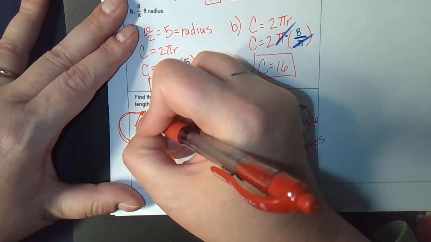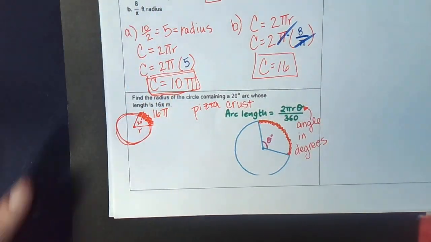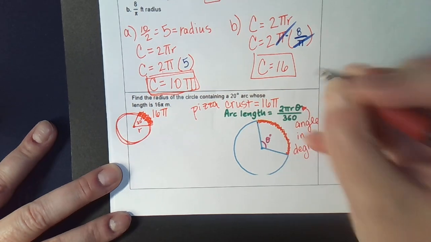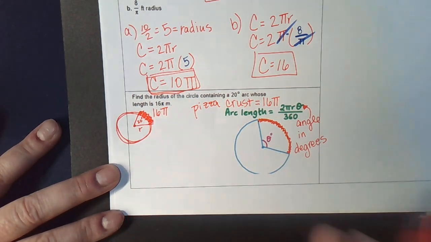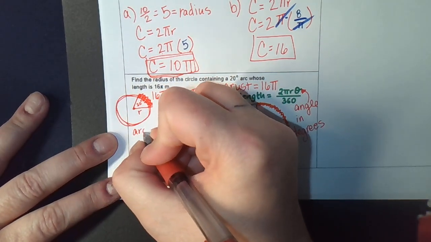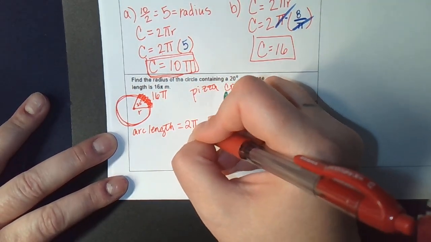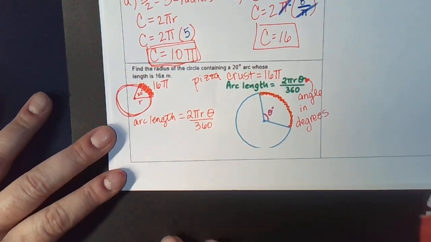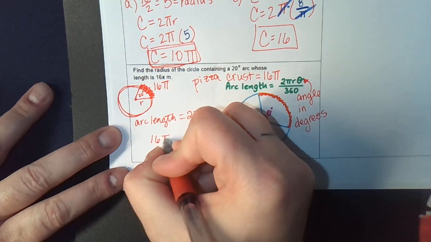So the crust of that slice of pizza is 16 pi. The 20 is that little angle in degrees. The r is the r that we're trying to find. Okay, so our formula says arc length equals 2 pi r theta over 360. Okay, well, let's fill in our goodies. What is our arc length? It's the pizza crust. It's 16 pi.